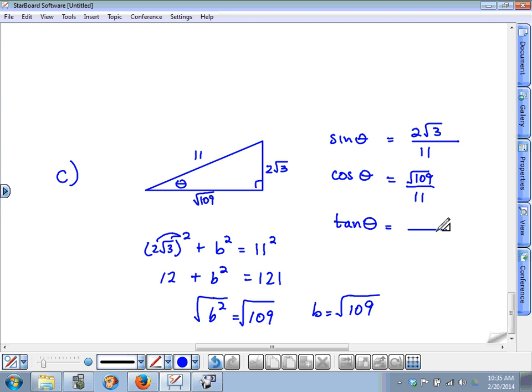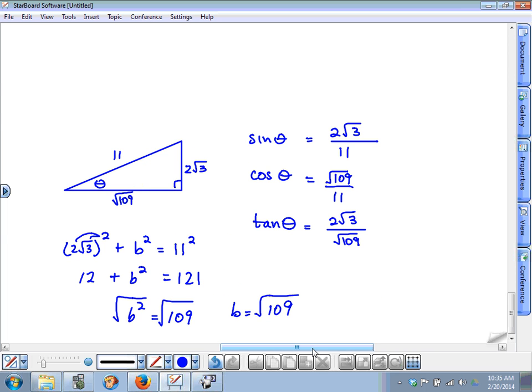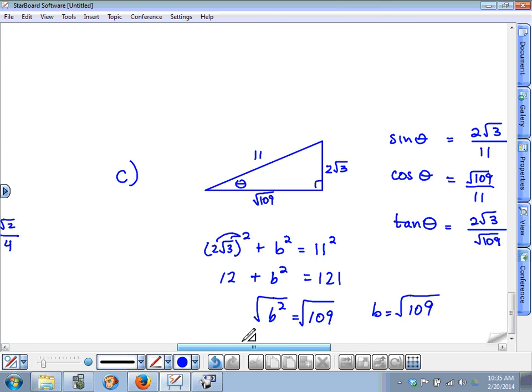You guys are going to have to pay real good attention to this last one, the tangent. So it'd be 2 square root of 3 and then the square root of 109. Now, I'll take the square root and then multiply. So then it would be 109. Hold on. Colton, what would you do next for this one? Were you paying attention to the last problem?